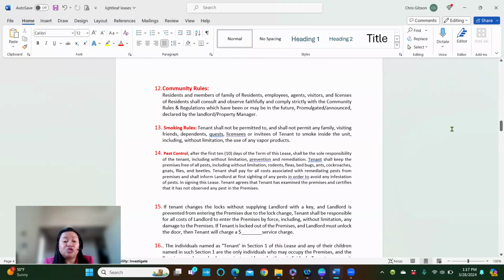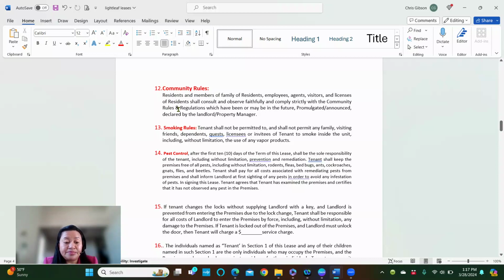So number 12 is the community rules. Residents and members of the family, employees, agents, visitors, and licensees shall consult and observe faithfully and comply strictly with the community regulations, and the future ones promulgated, announced, or declared by the landlord or property managers. So that's the community rule. They must consider that.